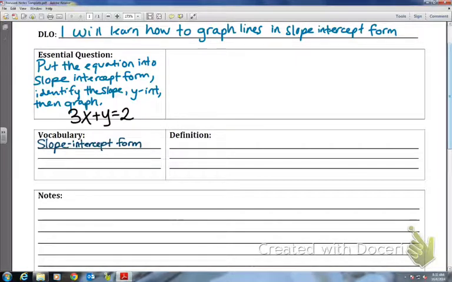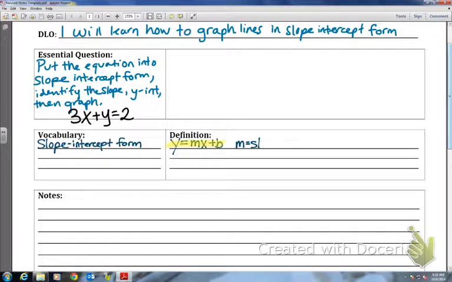So the slope-intercept form looks like this: y equals mx plus b. And you may have heard of this form before. I'm going to put a little highlight on that because it's a really, really important formula that we are going to be using again and again and again to graph lines. You guys are going to use it all the time when you get to higher level math classes and things like that. So we already know that m stands for slope.